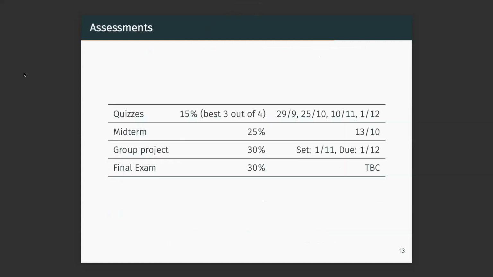Okay. In terms of assessments, there's going to be some quizzes, a midterm, a group project, and the final. I tried to shift more of the weighting away from the finals. The final is only worth 30%. The group project's 30%, the midterm 25%, and then there are these 4 quizzes. The quizzes are going to be worth 15%, each 5%, and I'll drop the worst mark.